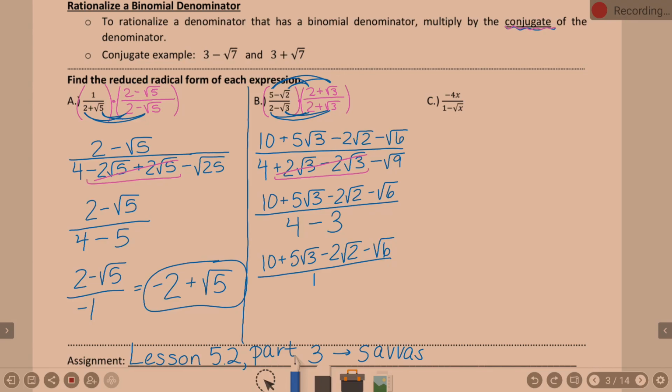What do you think? Is that the answer we should give? No, because anything over 1 is just itself, right? So everything divided by 1 is just itself, so we're going to have 10 plus 5 square root of 3 minus 2 square root of 2 minus square root of 6.